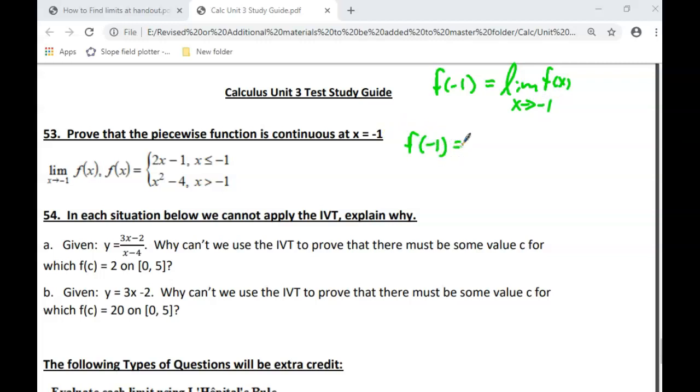For f of -1, you're going to find where it equals -1, and you're going to use that piece, and you're going to plug -1 into that piece. And so that gives me -2 minus 2, which is -3. Then we got to find the limit.